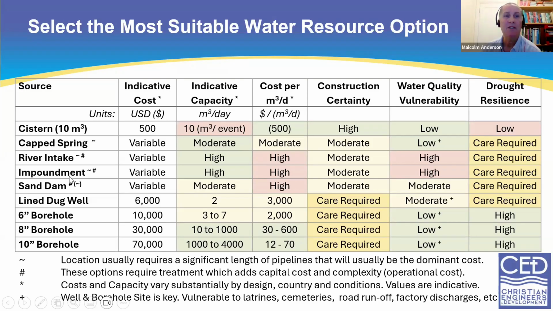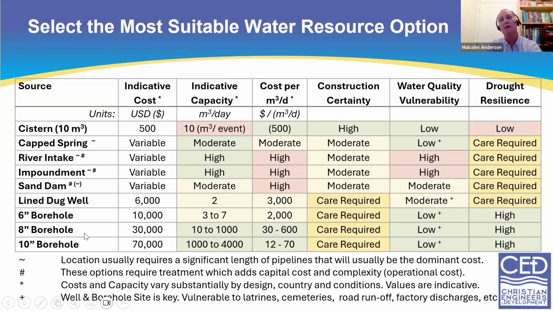Rivers, impoundments, and sand dams, you need to watch the water quality, but they can often provide high capacity solutions. Similarly with capped springs. Dug wells, limited supply. You have to be careful with the water quality because they need to be properly capped, just like capped springs.